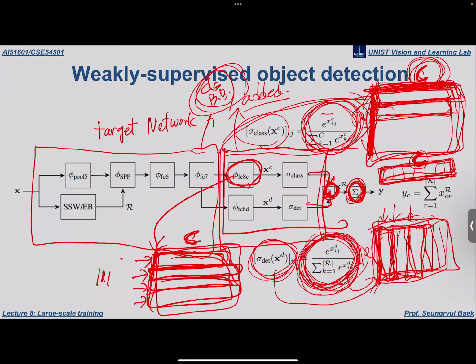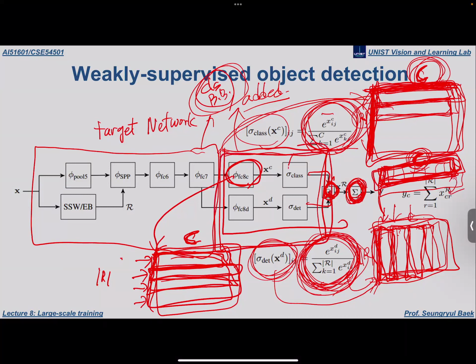So are you guys understanding this? After summing over these regions, we get only a C-dimensional vector, because there are only C number of objects we are assuming to be in the image. So this is somehow becoming the image level probability now. So we can compare this output with the image level one-hot encoded ground truth, okay?